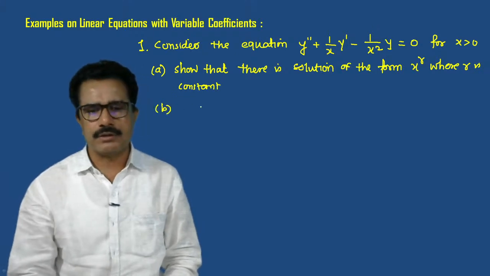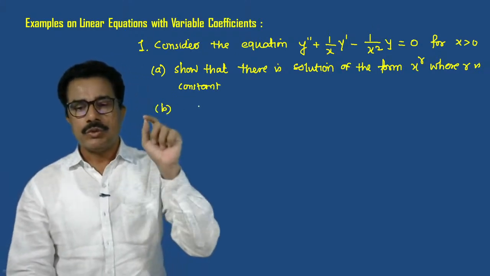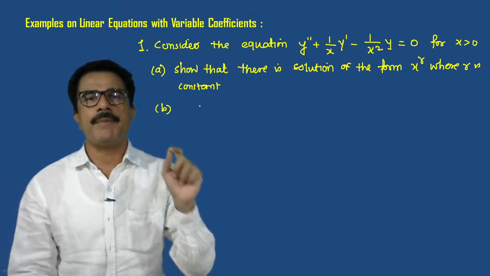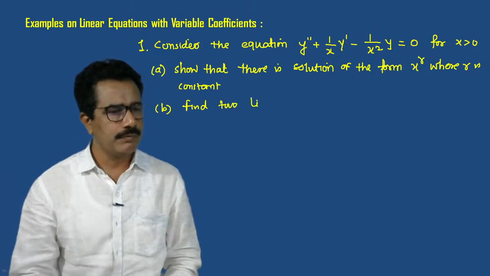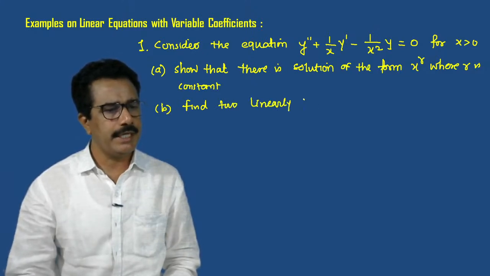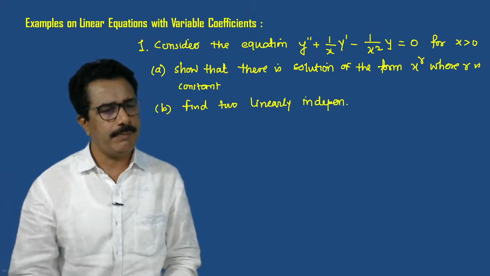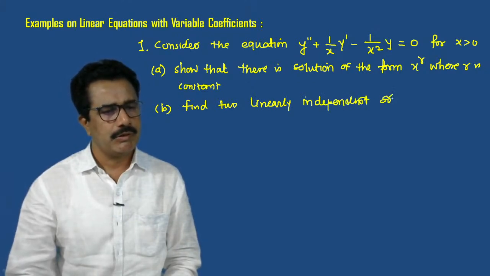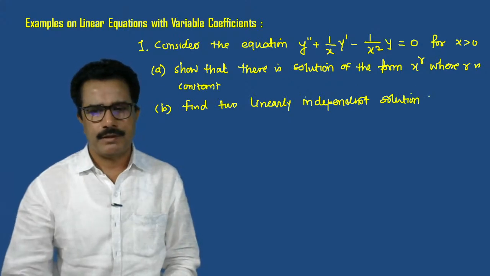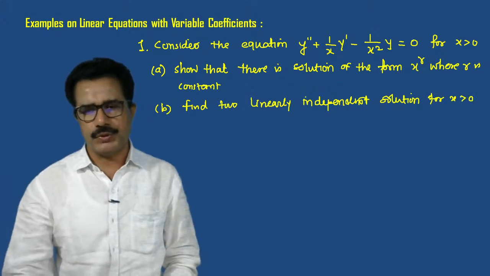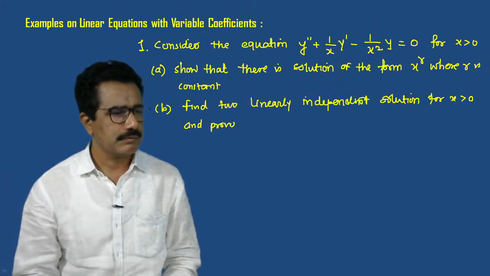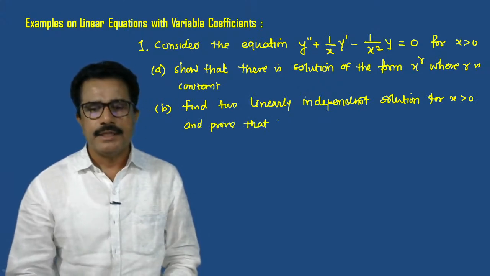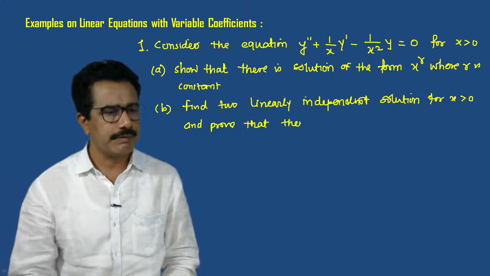Secondly, we have to find two linearly independent solutions, that is phi 1 and phi 2, for x greater than 0, and prove that they are linearly independent.